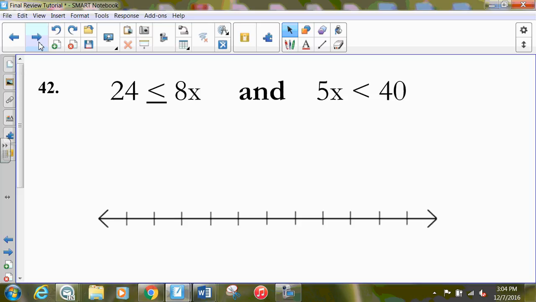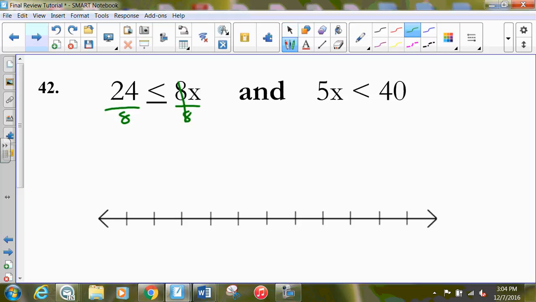Okay, here's an and. Let's go ahead and solve for x. Let's divide both sides by 8, and we get x is greater than or equal to 3. Divide both sides by 5, and we get x is less than 8. And let's put them together.